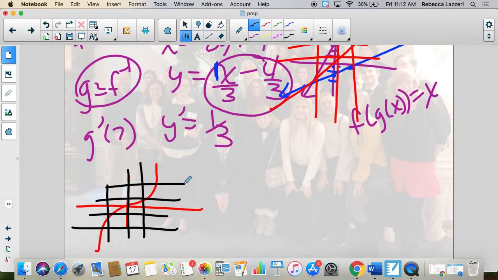But anyway, do you see that this passes the horizontal line test? So that tells me the inverse of x cubed, the cube root of x, is also going to be a function, and you can relax. It means it's not going to be hard to find answers, okay?